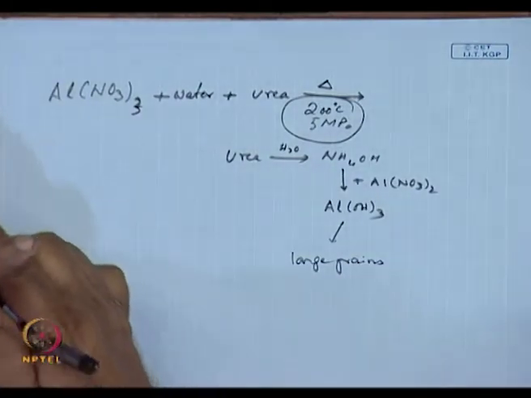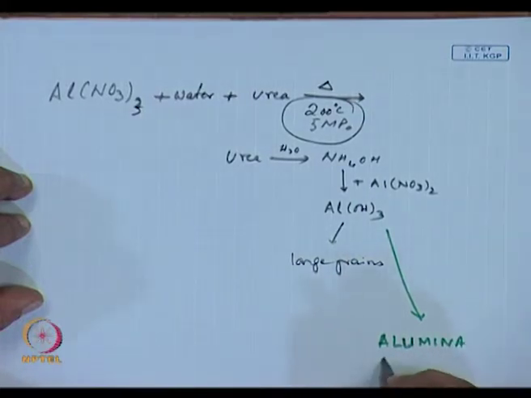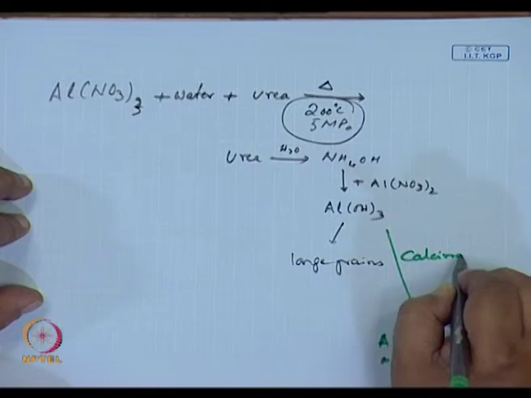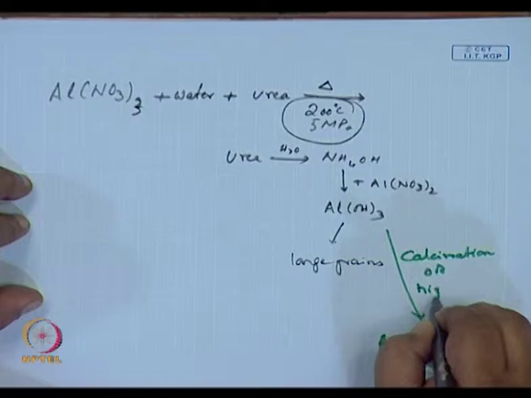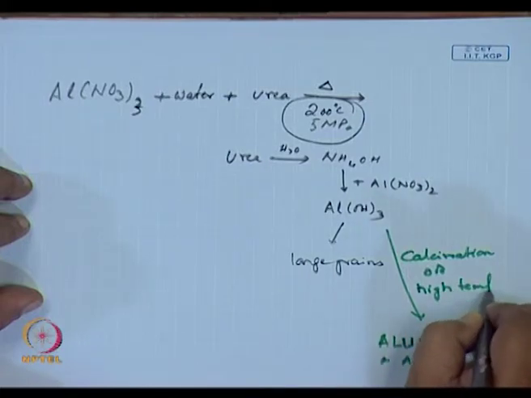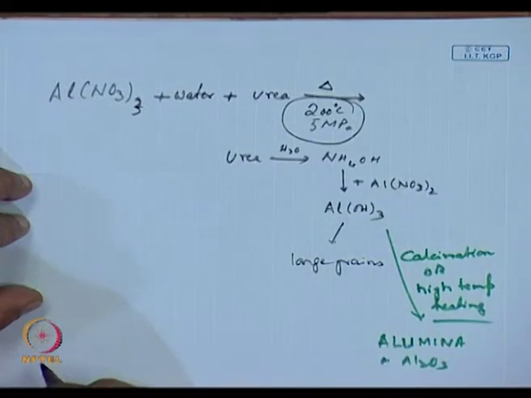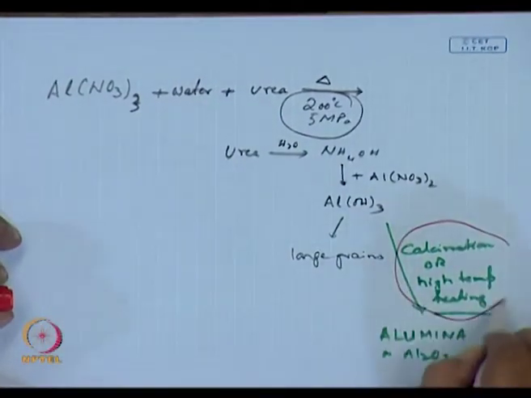And as a result, if I require alumina, or Al2O3, from here, this would require calcination or high temperature heating. This would obviously increase the environmental load.